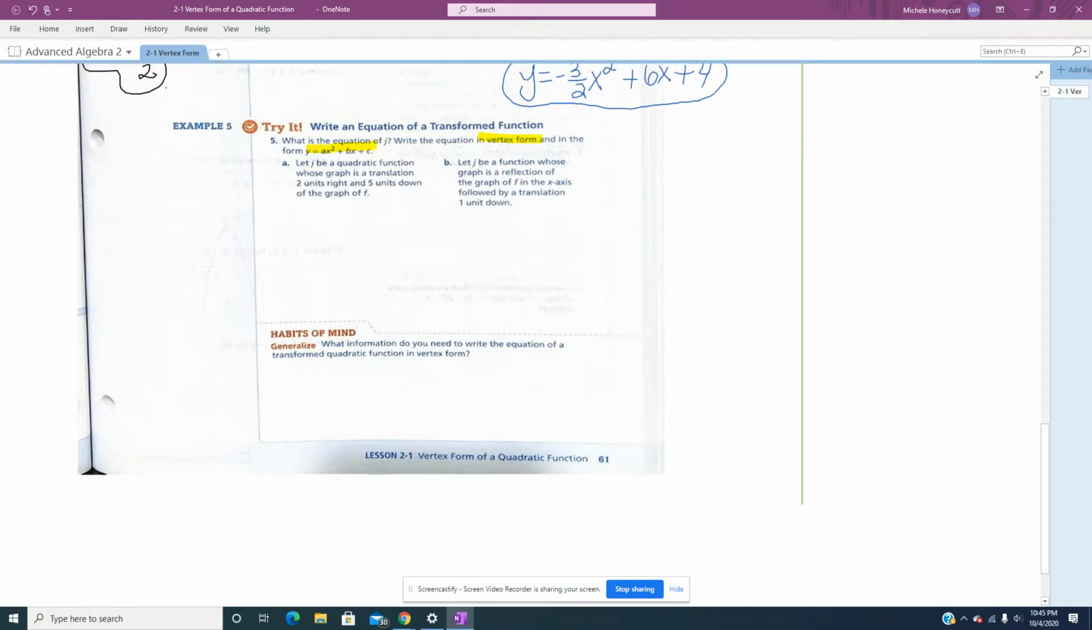Of the graph of f of x. And what they didn't tell you is that f of x is the parent function, x squared. So if I want to move this 2 units right and 5 units down, and the equation's name is J, I should say J of x. 2 units right means I need to subtract 2 inside the grouping symbol. So x minus 2 squared, 5 units down, minus 5. Here's my equation in vertex form.